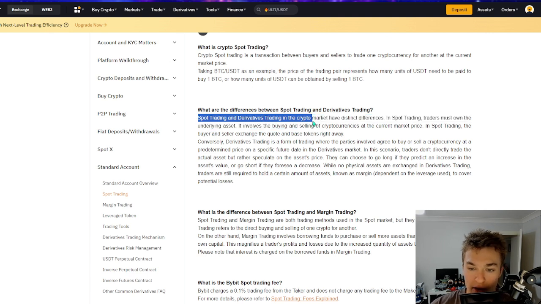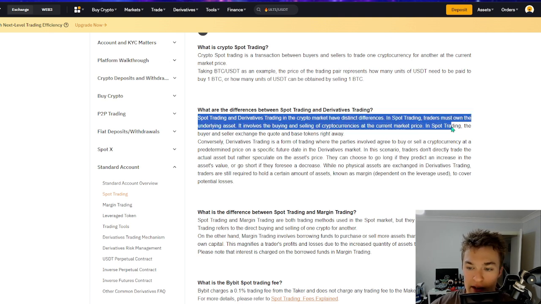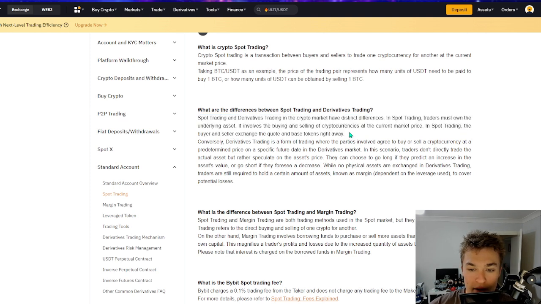It involves buying and selling of cryptocurrencies at current market price. In spot trading, the buyer and seller exchange the quote and base tokens right away. So it's an instant transaction. You're buying and selling at the same time, essentially.